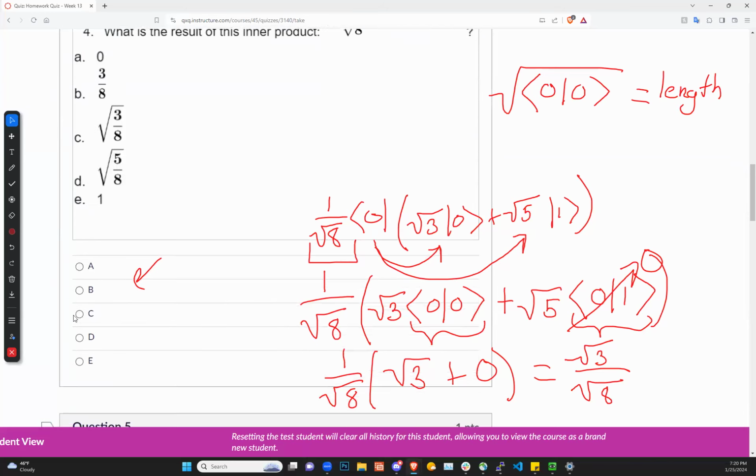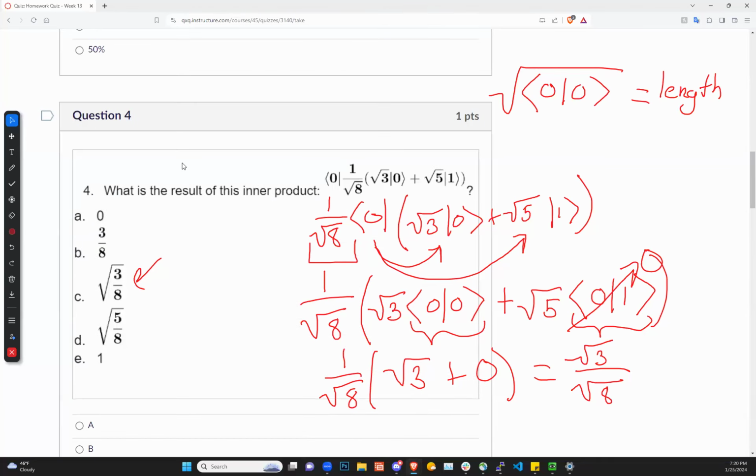I don't know why my mouse is so slow. But are there any questions about this question before we continue?